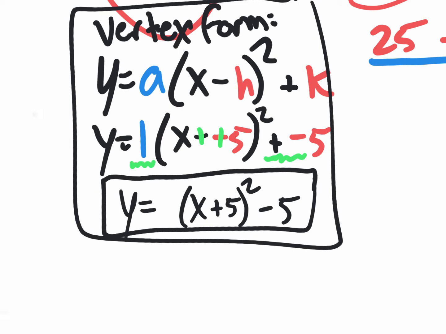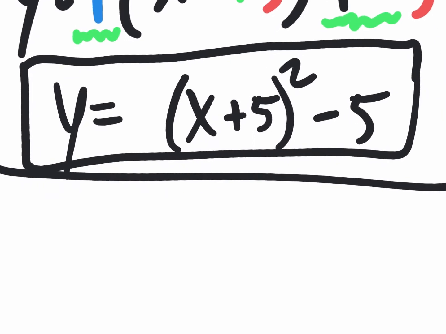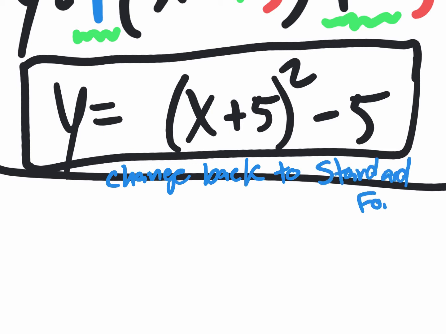Yay? Okay, now how about backwards? Could you take this vertex form equation and, you know what, do me a favor, even though it's not in the instructions on your paper right there, go ahead and say change back to standard form. Change back to standard form.